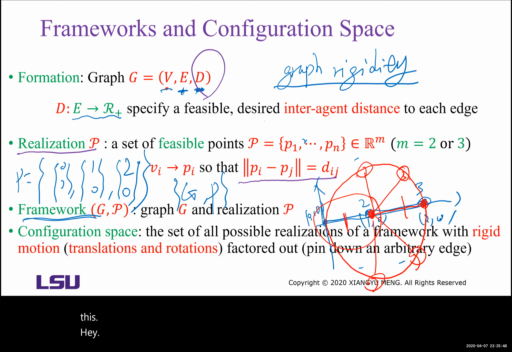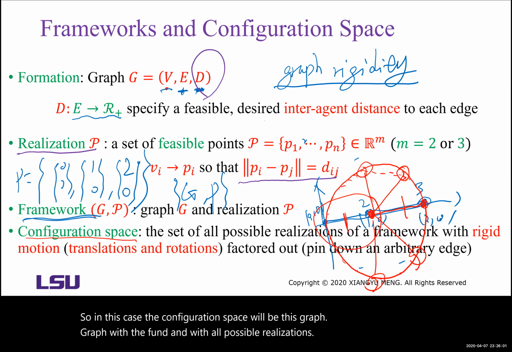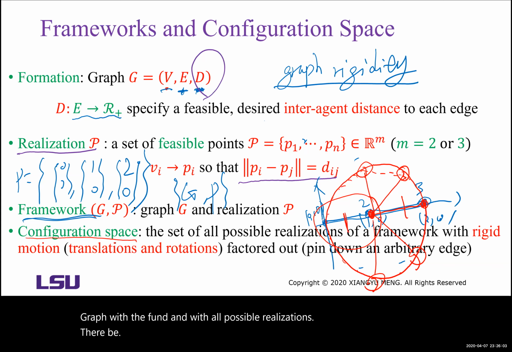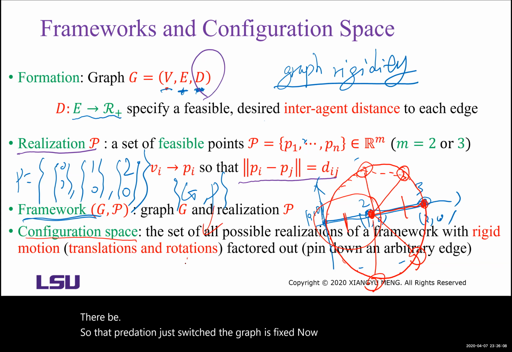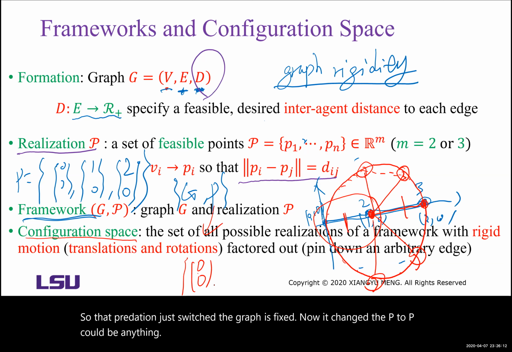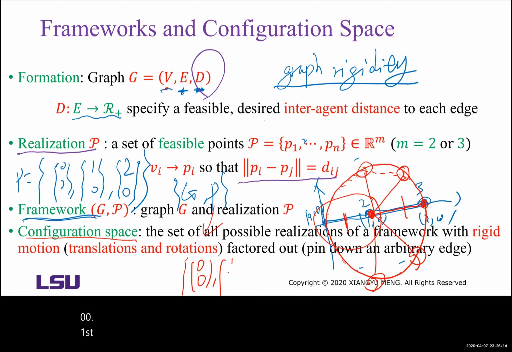So in this case, the configuration space will be this graph we defined, with all possible realizations. The realization is just where the graph is fixed. Now we change the P. So P could be anything, 0, 0 for the first one, because we pin down the second one. So the last one can be anything.